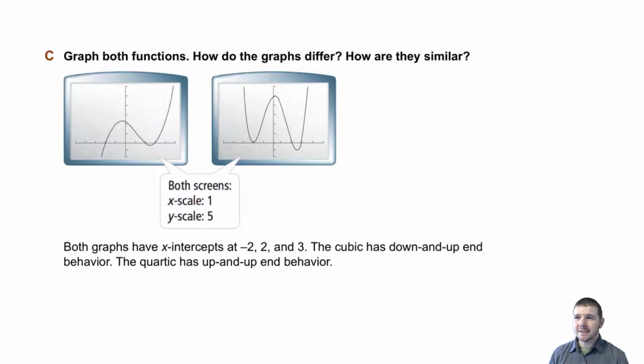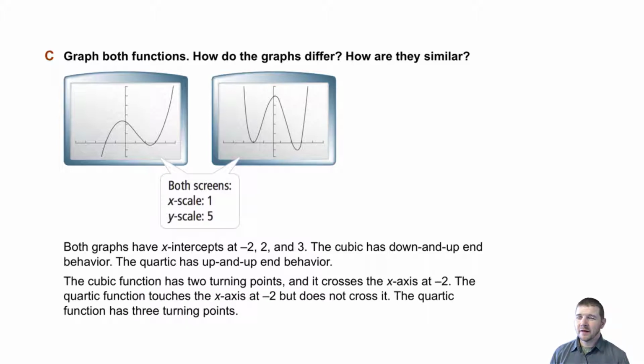The cubic has down and up end behavior. The quartic has up and up end behavior. The cubic function has two turning points, and it crosses the x-axis at -2. The quartic function touches the x-axis at -2, but does not cross it. The quartic function has three turning points.